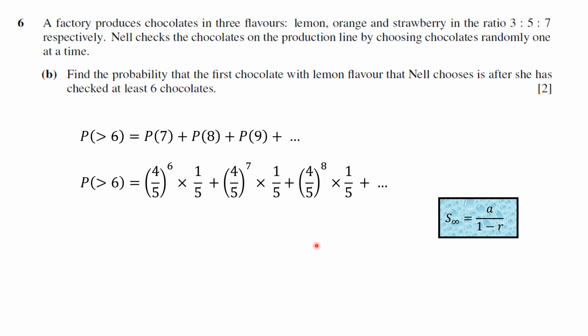This means that our probability right here can be simplified into 4 over 5 to the power 6 times 1 over 5, which is our first term, divided by 1 minus our common ratio, which is 1 minus 4 over 5, or 1 over 5. This 1 over 5 will now cancel with that 1 over 5, and we are left with 4 over 5 to the power of 6, and that can be simplified, and that can be written as 0.262.